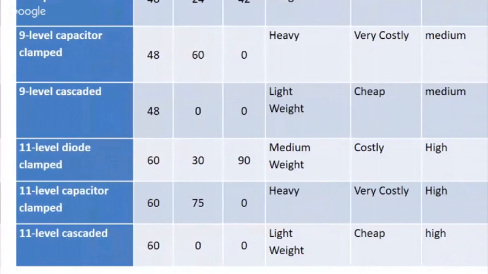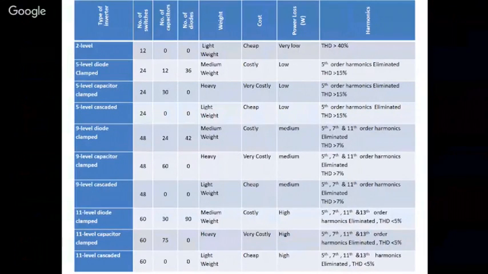So that's why we go till 11 level. Mostly when you reach 11 level, automatically your THD will come less than 5%. And here we have come to a conclusion that cascaded 11 level is the best method. But the main disadvantage of this cascaded 11 level is that it requires isolated DC as well as constant DC. Then only it will give you a good output, and the THD will also be minimized.